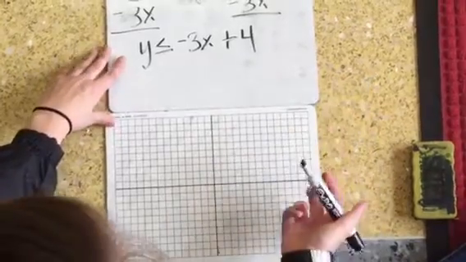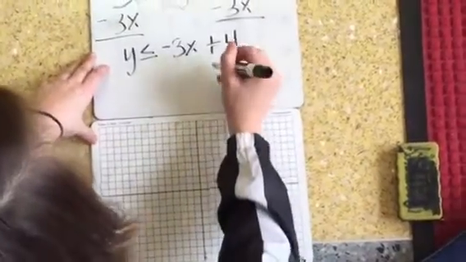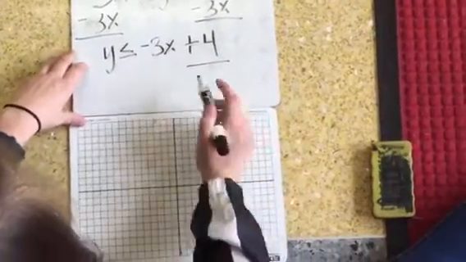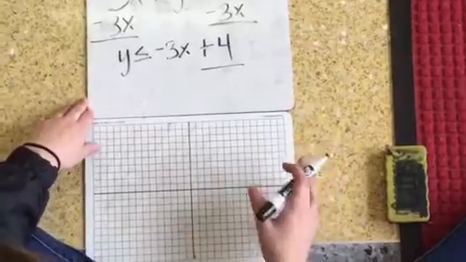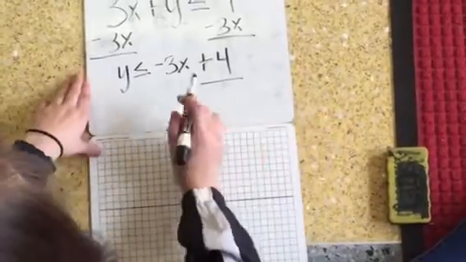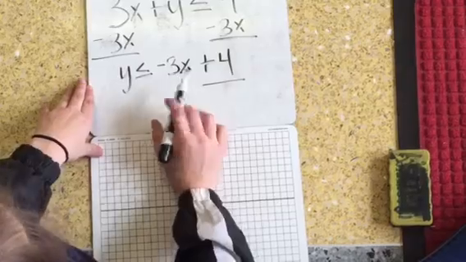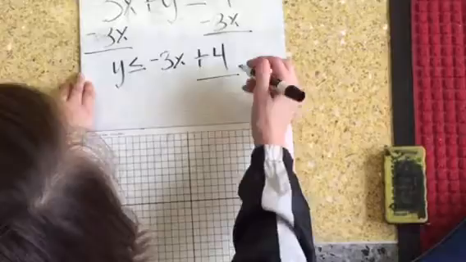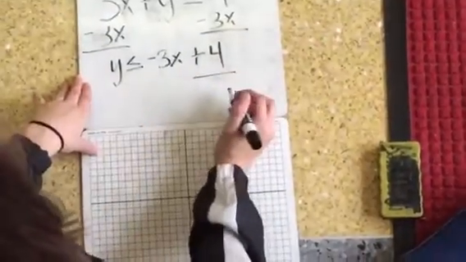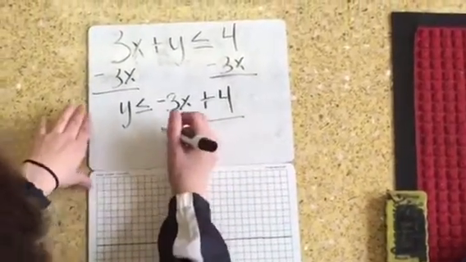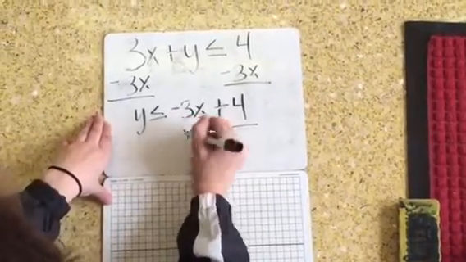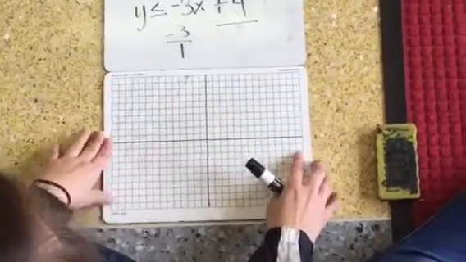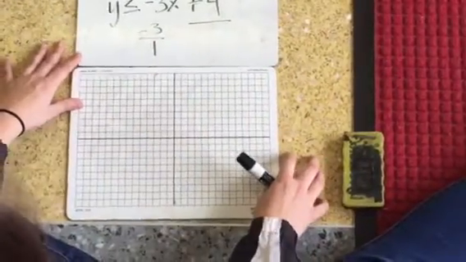We can tell by looking at this equation that this is my y-intercept because it is a number that doesn't have an x next to it. And this number does have an x next to it, which means that it's our slope. So our y-intercept is 4, and our slope is negative 3x, which is the same as negative 3 over 1. So you can tell that it's going to be a negative slope because it's a negative number right there.